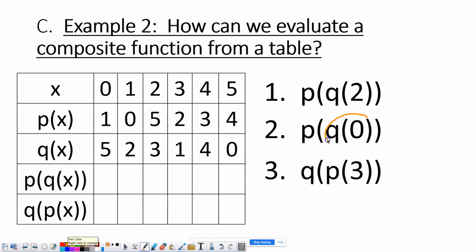So first I want to find Q of 0. What's Q of 0? Q of 0 is 5. Now I need to figure out what's P of 5. What's P of 5? It's 4. Final answer is 4.